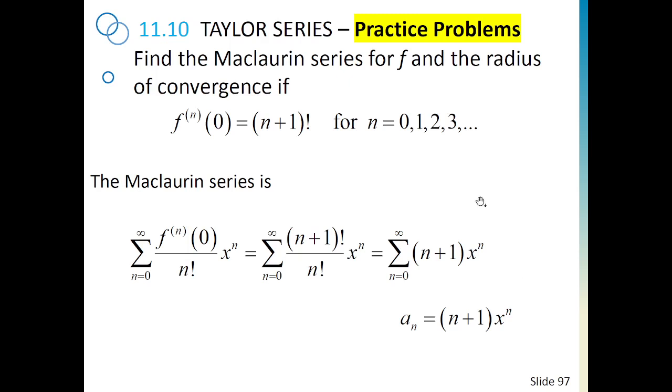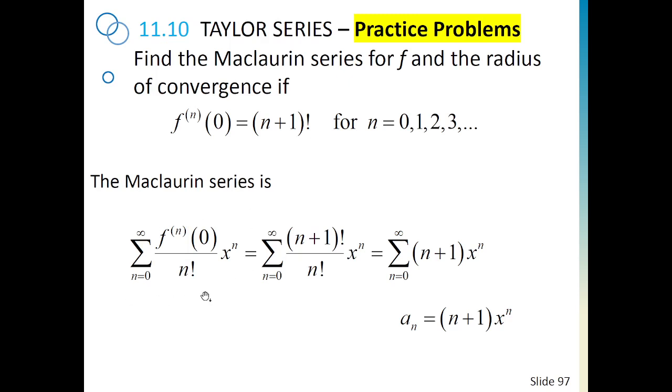Now, some practice problems, and I will walk you through them quite rapidly so you can do some work on your own. It's important just to see certain tricks. So, first question is find the Maclaurin series. We remember Maclaurin series is a special Taylor series that is centered at 0. So find the Maclaurin series for a function f. They don't give f, and find the radius of convergence. But they give us the form of the derivative. So the derivative at 0 is given by n plus 1 factorial.